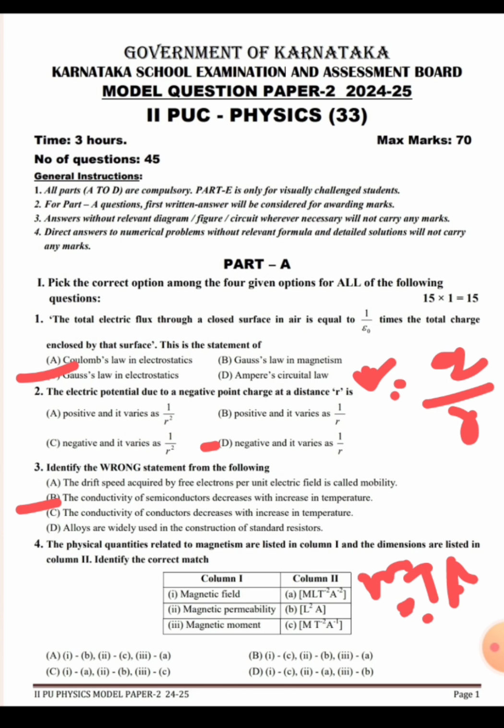For the third question option B, you check whether it is there. Yes, it is in D. For the third question it is B. Suppose it repeats in other options, then you have to check the others, like magnetic field or magnetic permeability. Here you observe that magnetic moment L square A is only in the fourth option, so you need not check the other questions. So it is option D. Is this clear?